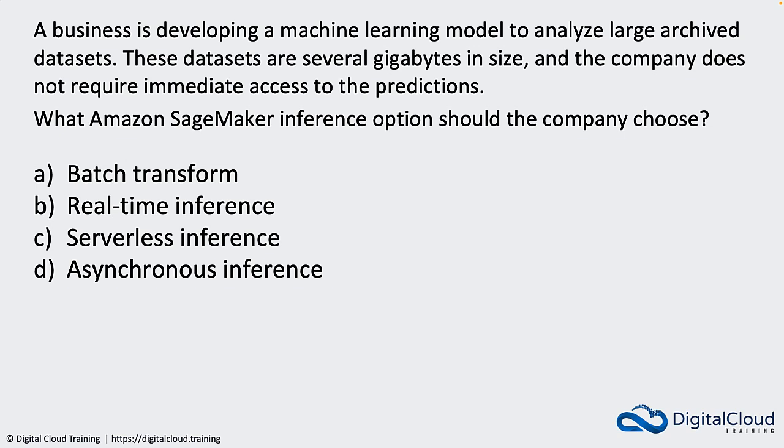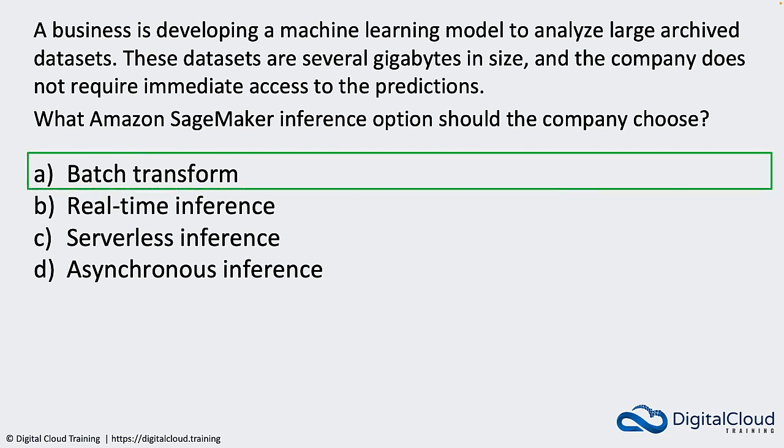And finally, we have option D, asynchronous inference. Now, asynchronous inference is intended for scenarios where you need to handle large payloads with a delay, but it's more focused on single prediction requests that take time to process. So not the right use case for bulk processing like a batch transform. So really batch transform here is going to be the correct answer.